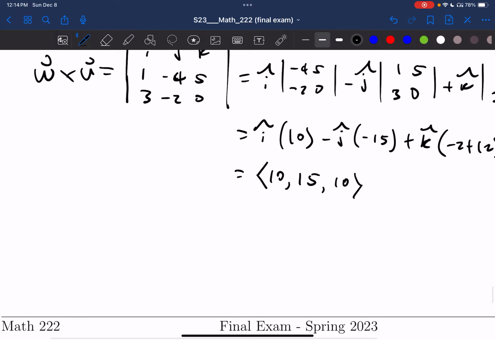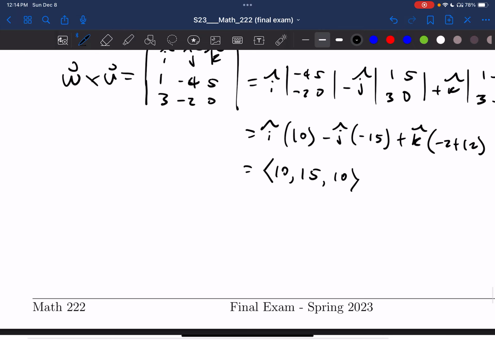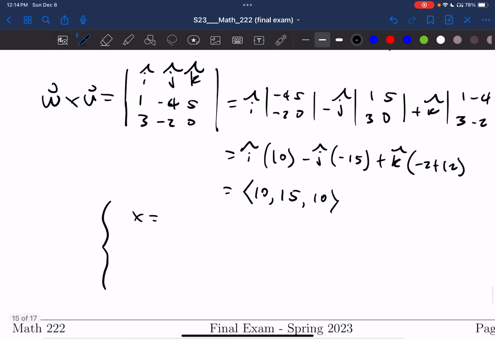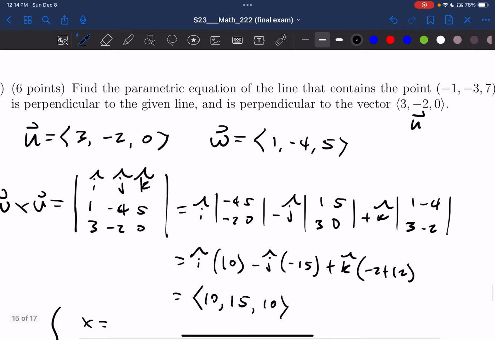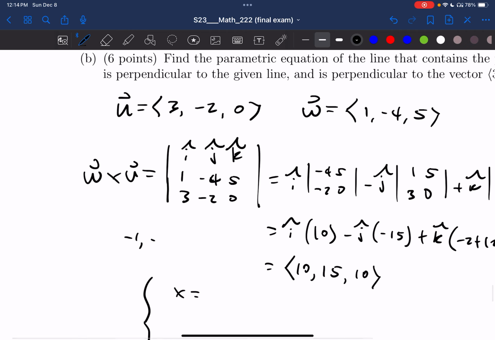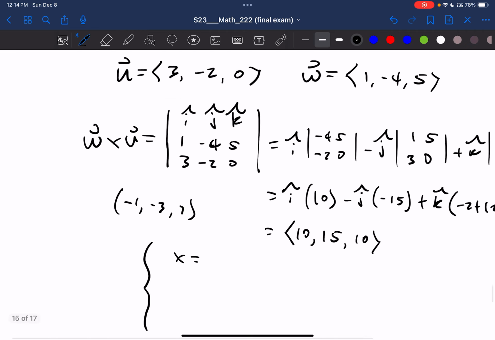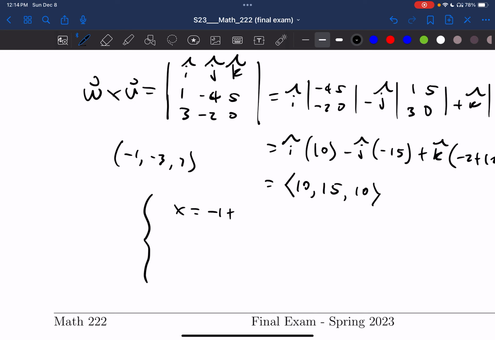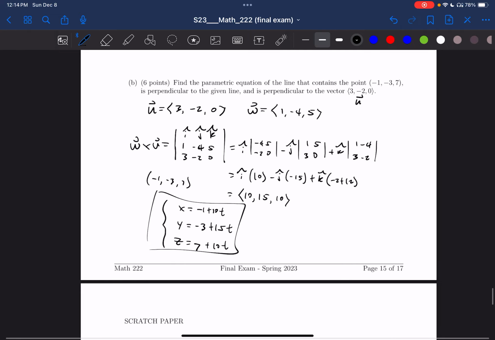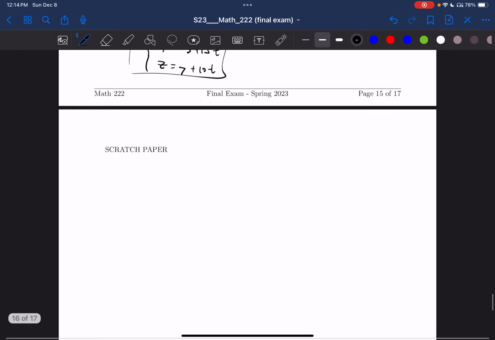So we want the parametric equation. So x will be equal to the point, -1, -3, 7. This is our point. So we're going to start with the point: x = -1 + 10t. y is equal to -3 + 15t. And z will be equal to 7 + 10t. And this is our set of parametric equations that satisfy this condition. And that's it. We're done.